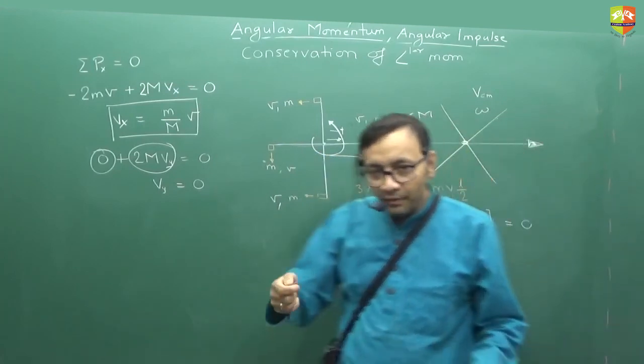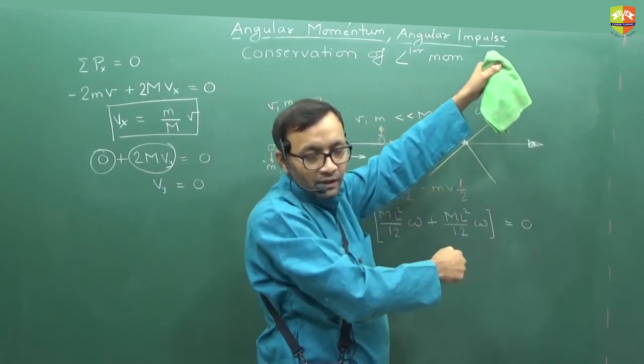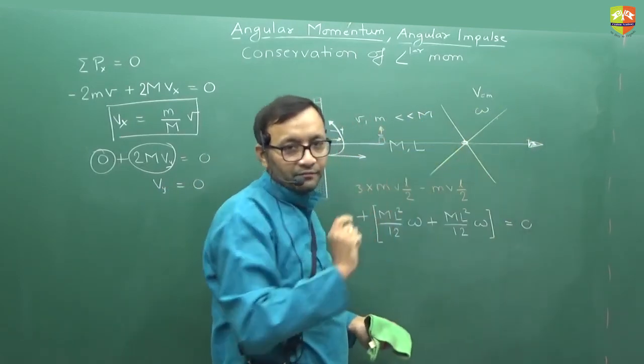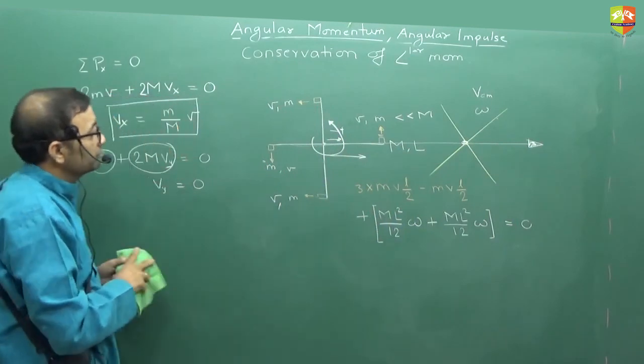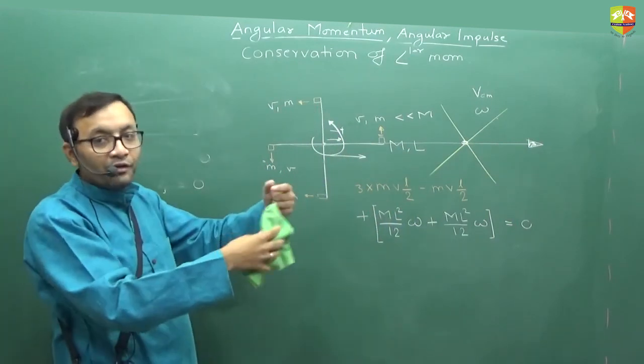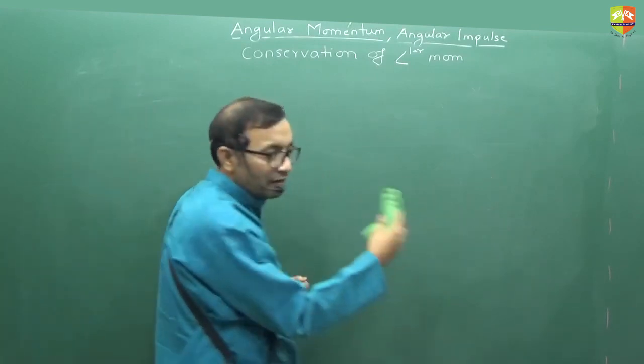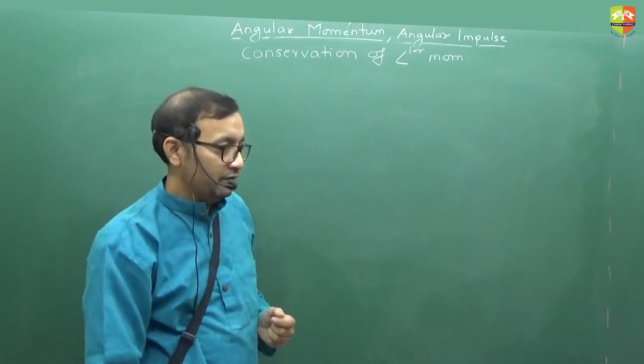So the frame will move forward like this and rotate. Center of mass will go in a straight line. Okay? But with respect to center of mass, everything is moving in a circle. Any other doubt? Omega will come out to be the same which you got earlier.